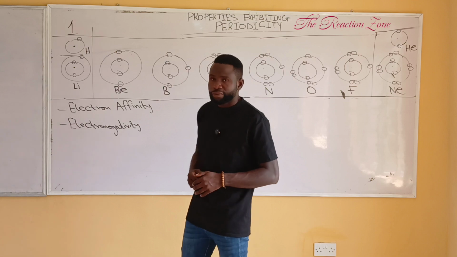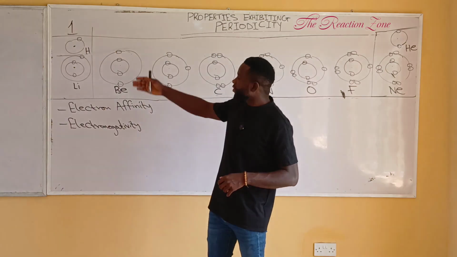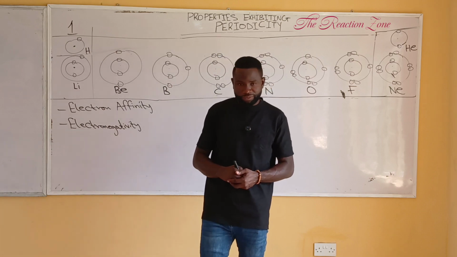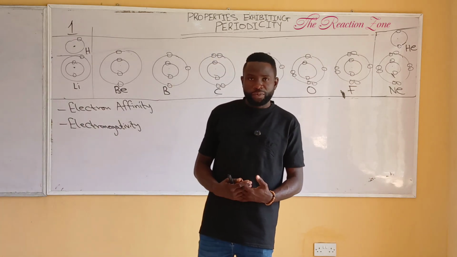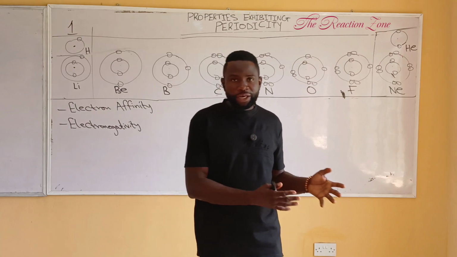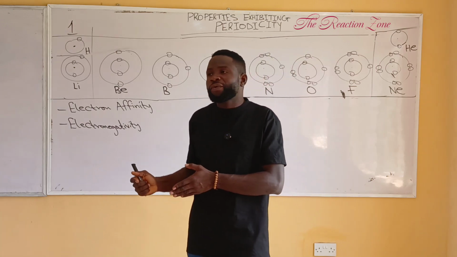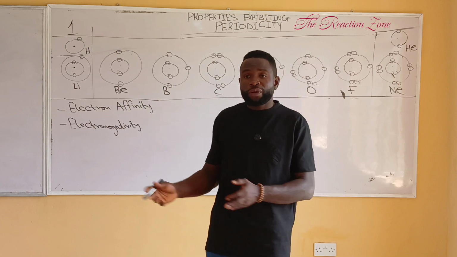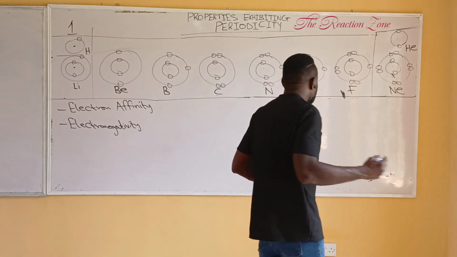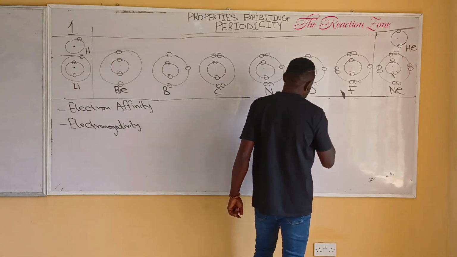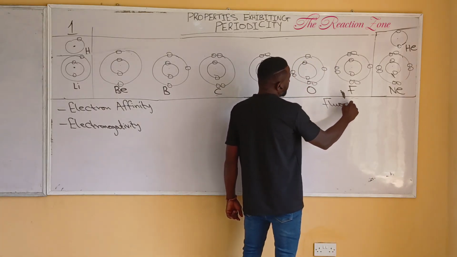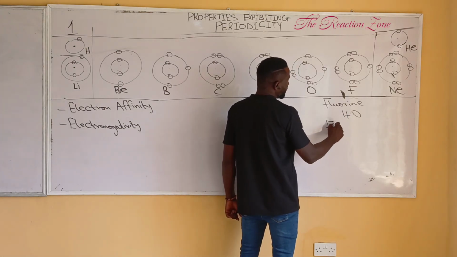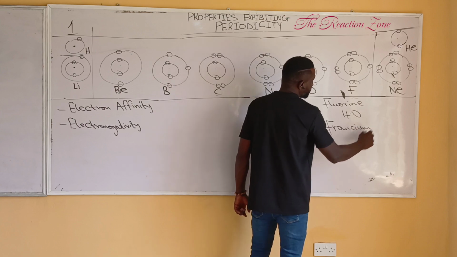electronegativity decreases. This is because of the increase in atomic size down the group, and not just the increase in atomic size, but also the shielding effect of outer electrons by inner electrons, which further increases the distance of the outer electrons away from the nucleus. The most electronegative element is fluorine, which has an electronegativity value of 4.0, and the least electronegative element is francium.